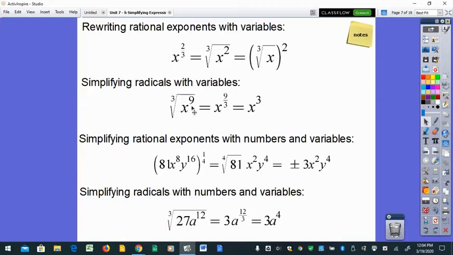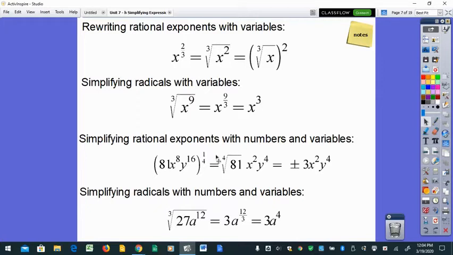If we take a look down at this next line, we have x to the 9th, and we're going to take the third root of that. If I change it over to its rational exponent, the 9 becomes the numerator, the index of 3 becomes the denominator, and we see that 9 divided by 3 is 3, and we have x to the third.